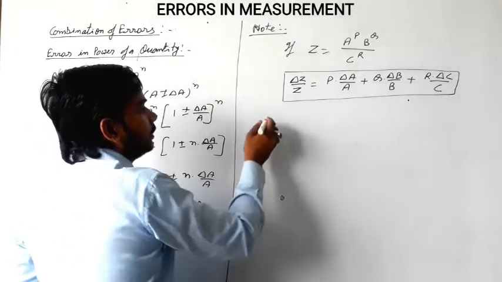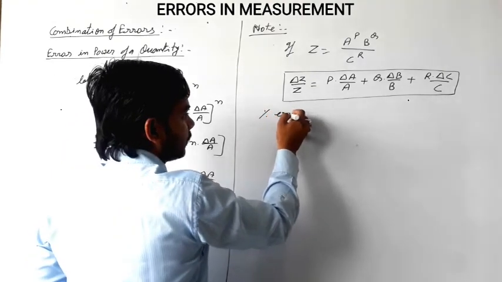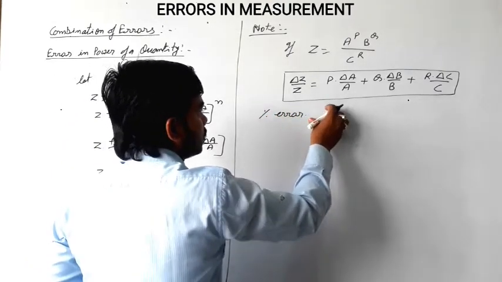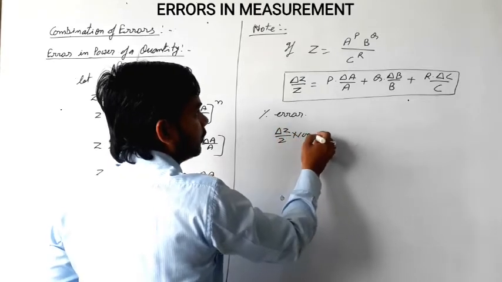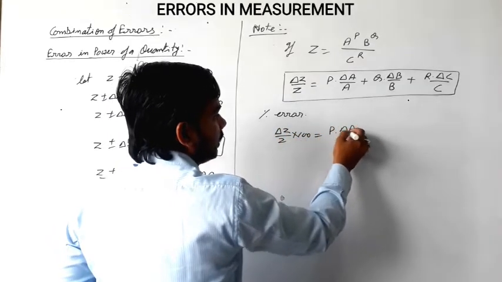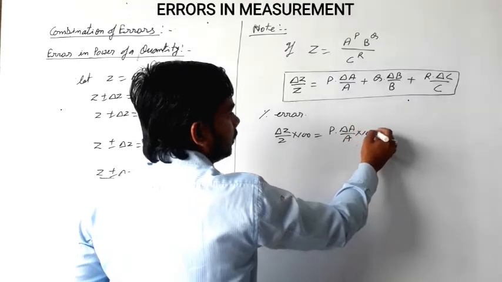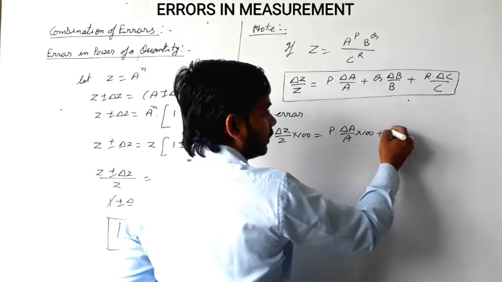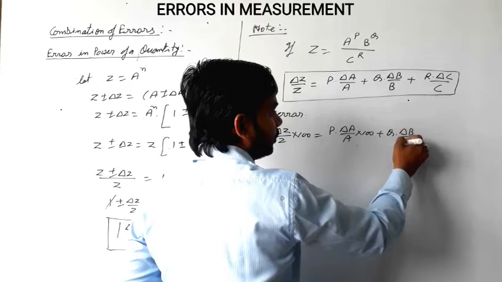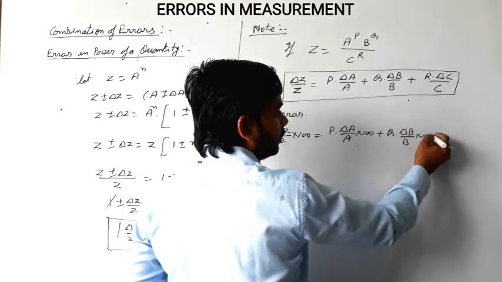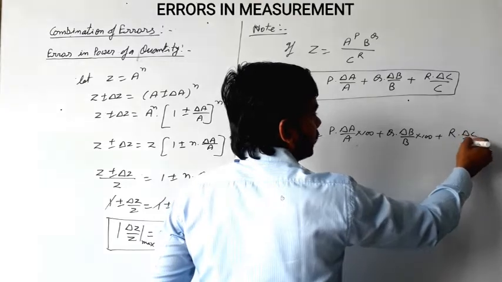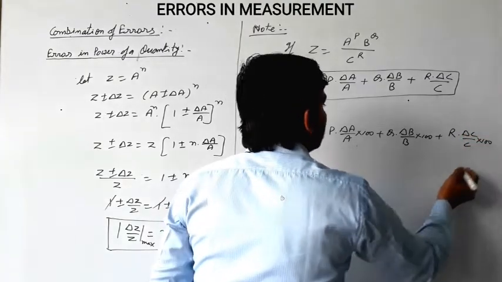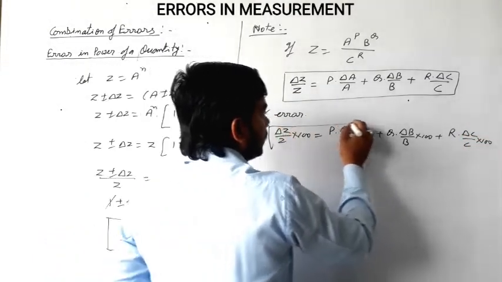Now if we calculate the percentage error, so Δz/z × 100 = p Δa/a × 100 + q Δb/b × 100 + r Δc/c × 100. This is the formula for percentage error.